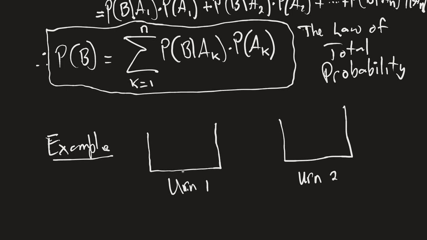In each urn we have a certain number of red chips and a certain number of blue chips. So I'm literally going to draw them. So 1, 2, 3, and then let's say 1, 2, 3, 4. So in urn 1 we have 3 red and 4 blue. And in urn 2, let's say we have 2 red and 3 blue, right? And so the game is this.